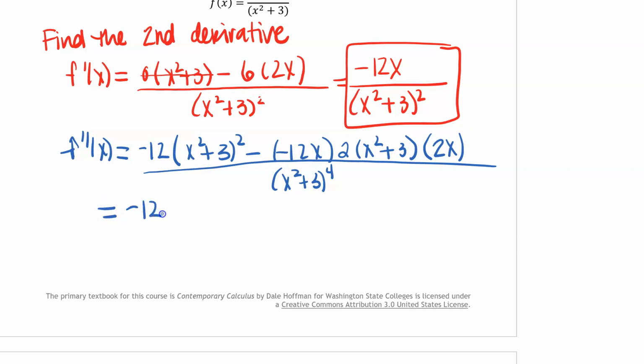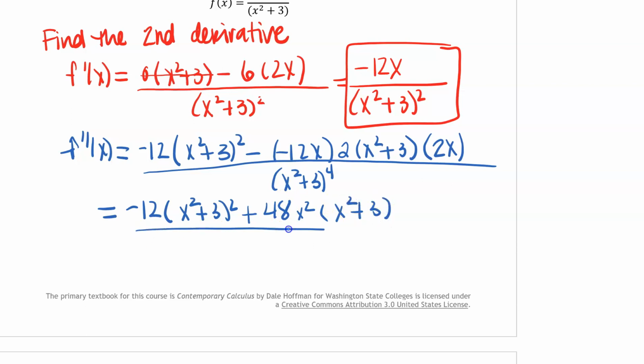Let's clean up the top. That gives me negative 12 times x squared plus 3 squared, and I'm seeing a lot of similarities, so I'm not going to FOIL that out. In the back term, let's see, negative and negative gives me a positive. 2x and 12x is 24x squared times, oh, I have another 2, so let's make that 48, times x squared plus 3, all over x squared plus 3 to the fourth. Now I left it like this and didn't distribute this in yet because I'm noticing a similarity. And I can see this one has an x squared plus 3 and this one has an x squared plus 3, so does the denominator.